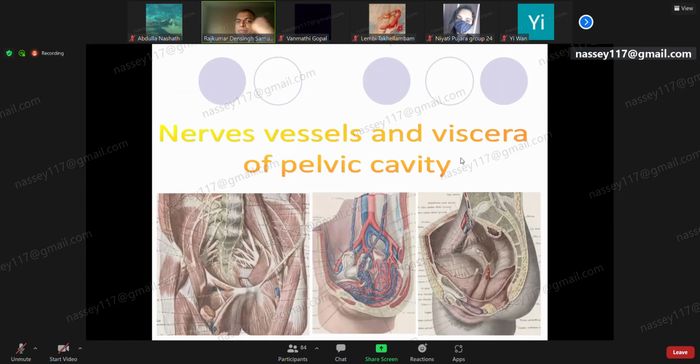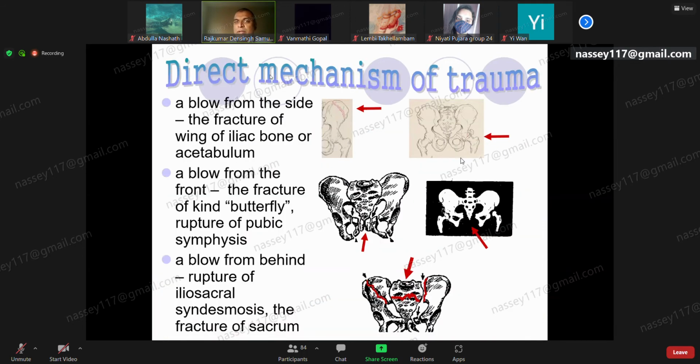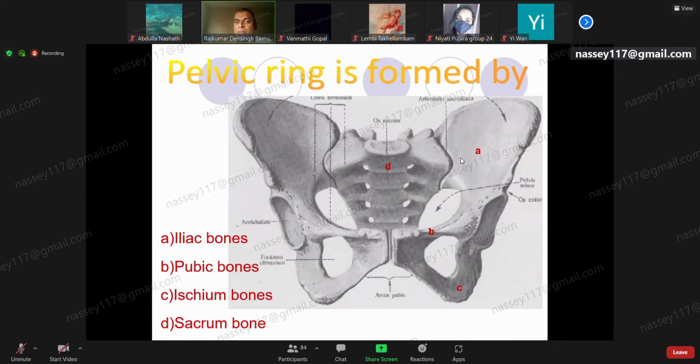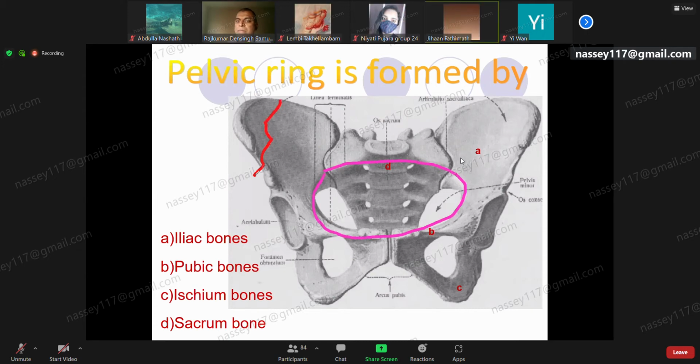Now let's come back to our topic. I told you we classify fractures of the pelvis into two groups, stable and unstable. The criterion is what happened to the pelvic ring: damaged or not damaged? Patient has a fracture of the iliac crest. Is it stable or not stable? Stable, it's not affecting the pelvic ring.